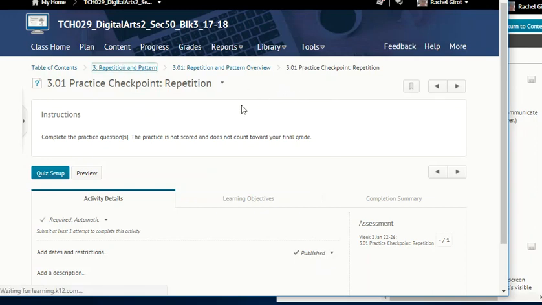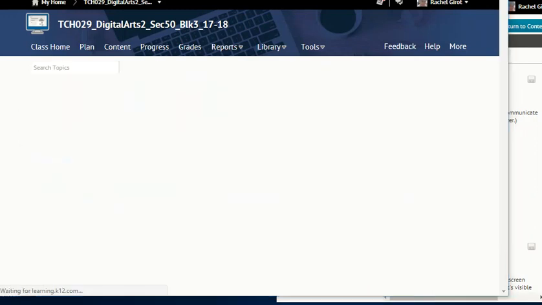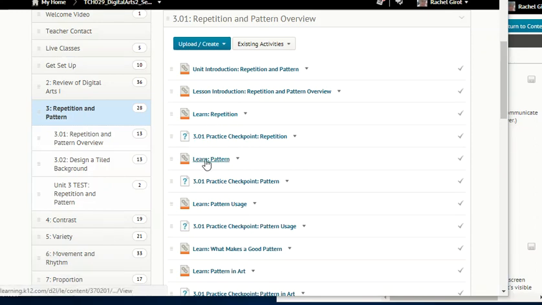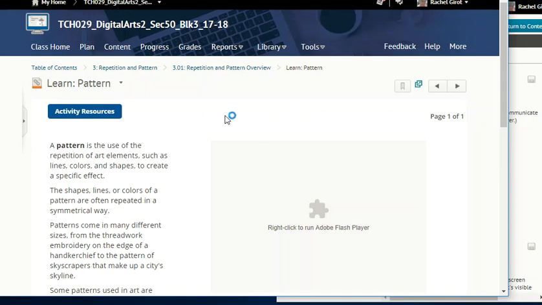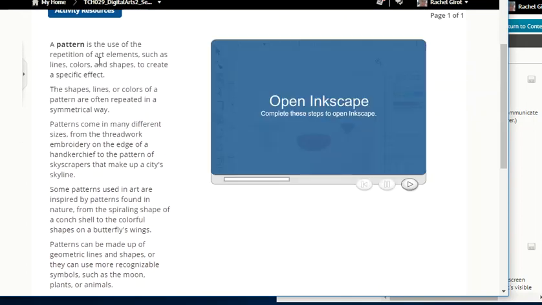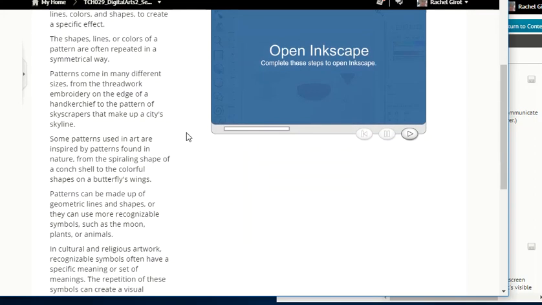So that was the end of 3.01, Repetition. Let's look at pattern. A pattern is the use of repetition of art elements such as lines, colors, and shapes to create a specific effect. The shapes, lines, or colors of a pattern are often repeated in a symmetrical way. Patterns come in many different sizes, from the threadwork embroidery on the edge of a handkerchief to the pattern of skyscrapers that make up a city's skyline.